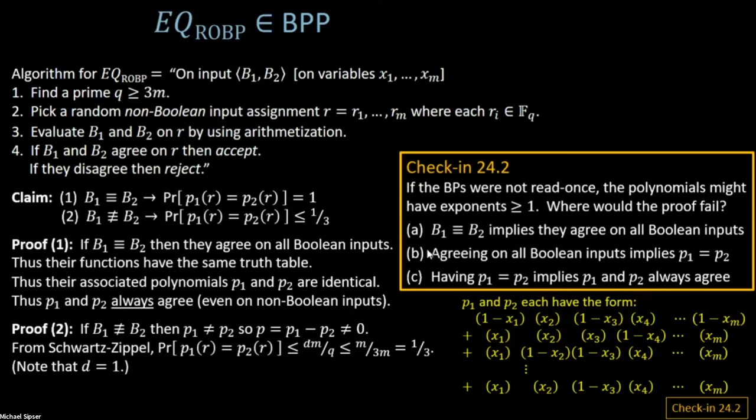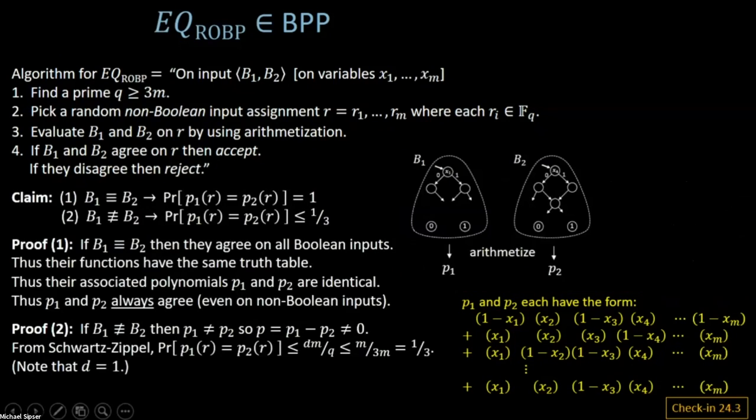Yes, so the correct answer is B, that agreeing on all Boolean inputs implies that they're equal. The other two follow kind of immediately. They're still true. But if it's not read once, even though they agree on all the Boolean inputs, they won't necessarily agree as polynomials. For one thing, if you just take the two polynomials, x1 squared and x1, they agree on all the Boolean inputs, but they're not the same. They agree in the Boolean world because 0 squared is 0 and 1 squared is 1, but they're not the same polynomial. Okay, let's move on.